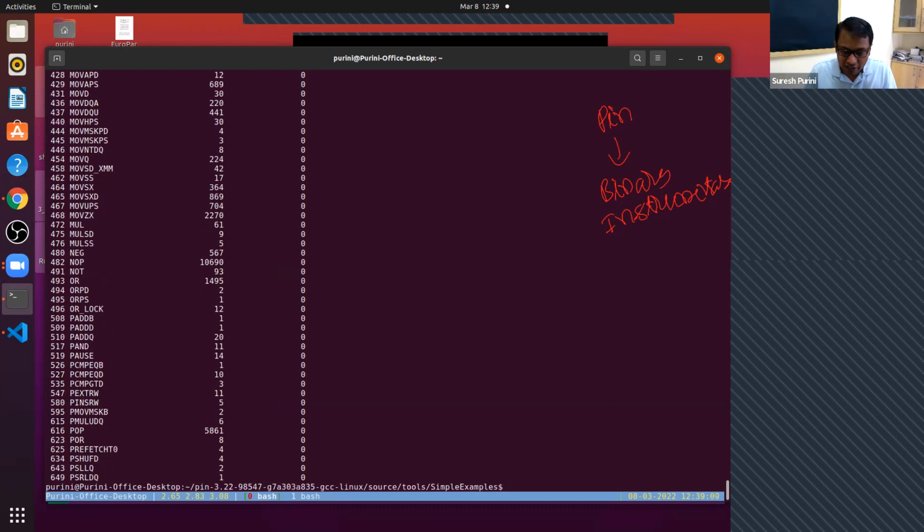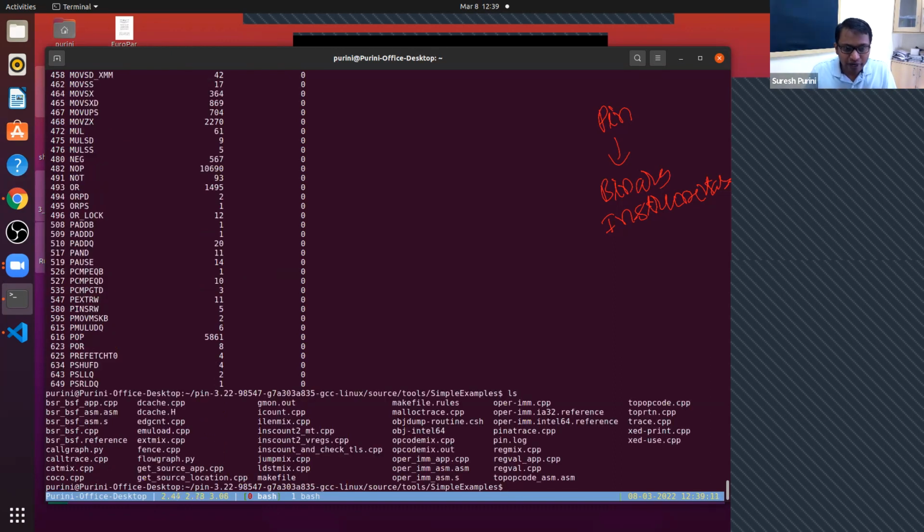So Pin is, this is one example of Pin. There are so many tools which are just like Valgrind. There are several things that are associated with Pin. Like for example, you have call graph.py, and then there is call trace, flow graph, instruction count. There are a bunch of tools which are associated with Pin, and you can use these tools in order to get a deeper understanding of your program.